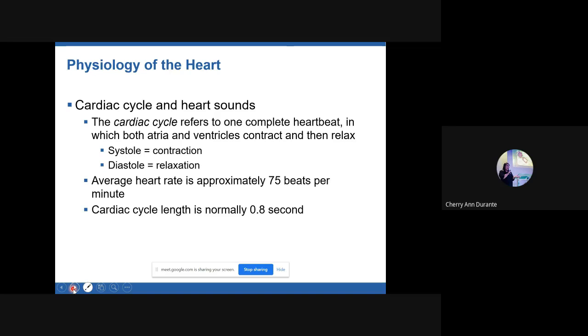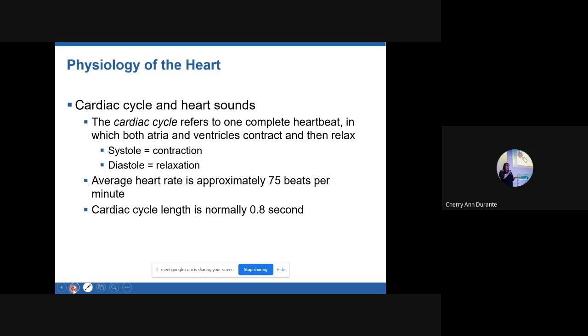Okay, when we talk about the cardiac cycle, nababanggit ko na kanina, you have systole and diastole. Pag sinabi mong systole, it's the contraction. It's always higher in pressure than the relaxation, which is your diastole. That's why when you record your blood pressure, ang numerator mo is always higher than the denominator, because the numerator corresponds to the systolic pressure, while the denominator corresponds to diastole, which is your relaxation.